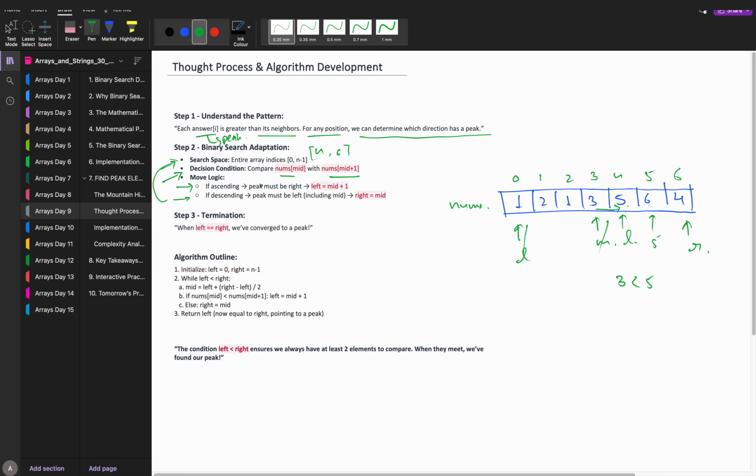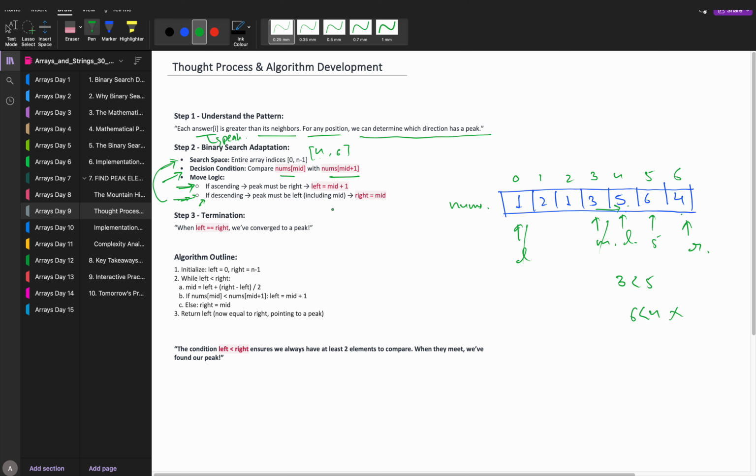Now what will I do? If I'm at the 5, again I will check my neighbor, the next item. Is 6 less than 4? 4 less than 6? No, it is not. Means this time it is not ascending, this time it is descending. This is getting satisfied. So peak must be in the left, including mid.